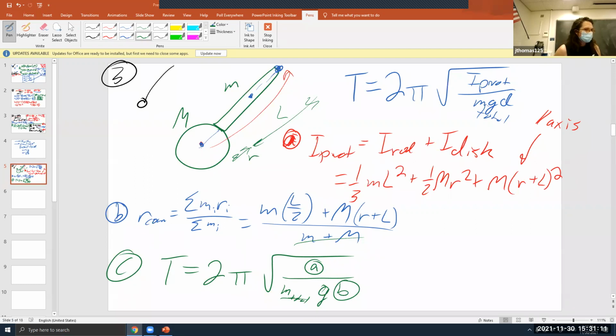So there we go. We have a physical pendulum. Now we can deal with physical pendulums on our own, and we're going to be superstars when it comes to next week.